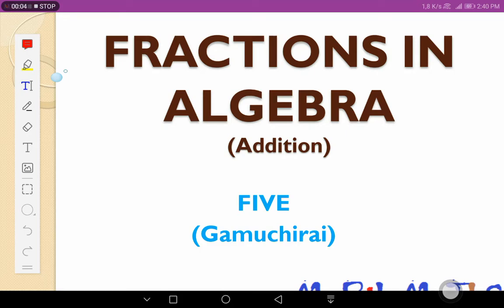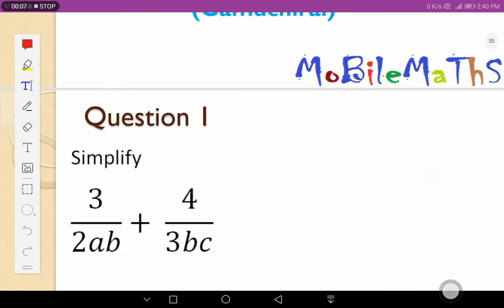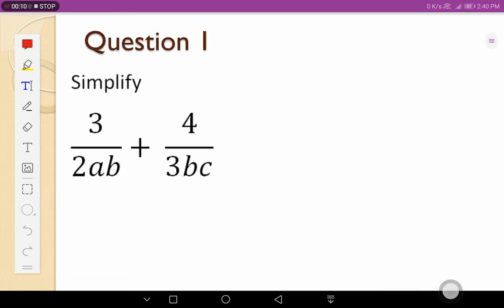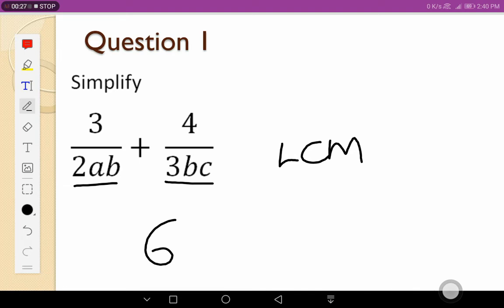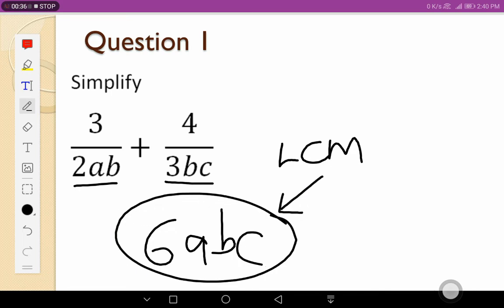Today I want to look at addition of fractions in Algebra 5. Here I've got these fractions which I'm adding together. When we are adding fractions like this, we have to have the lowest common multiple of the denominators. The lowest common multiple that I can have is 6, where 2 and 3 can go into, and I can have my A and my B and my C. So this is my lowest common multiple of my denominator, because 2AB can go into it, and 3BC can go into it.